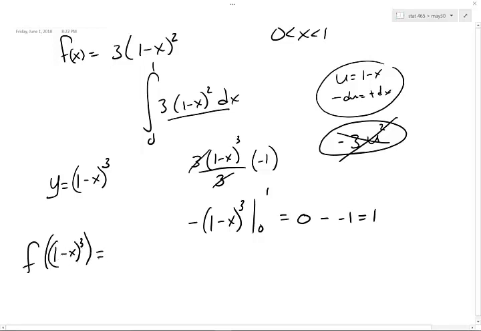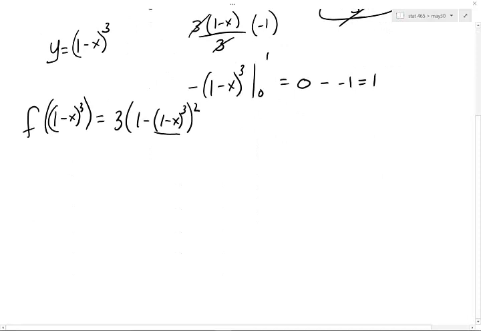Are you with me? That doesn't seem very hard. So it's going to be 3, 1 minus x to the third power, yes? There is 1 minus x. This is x squared. Okay? Now let's see what happens when we distribute this negative.